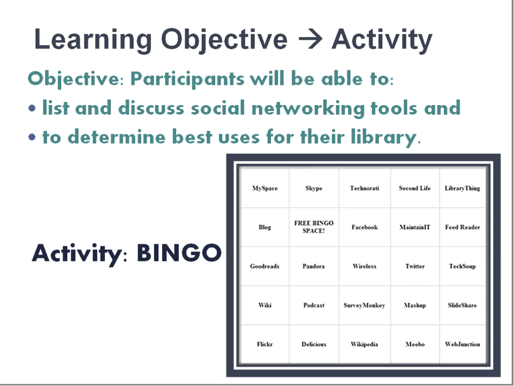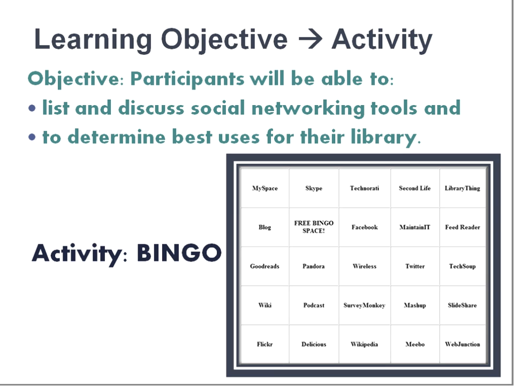So using the same theme of a class that's built around teaching people about emerging technologies, your objective is that you want people to be able to list and discuss social networking tools, and determine the best uses for their library. This was with a staff training. And the activity that I used for this was a bingo game. This is one way that you can take those learning objectives and come up with a module that can take 10 to 15 minutes and really be more interactive.